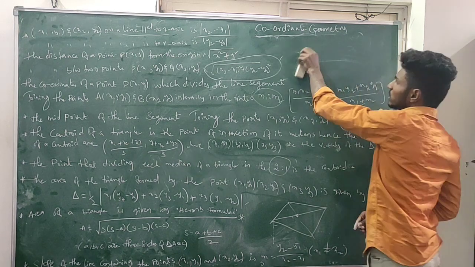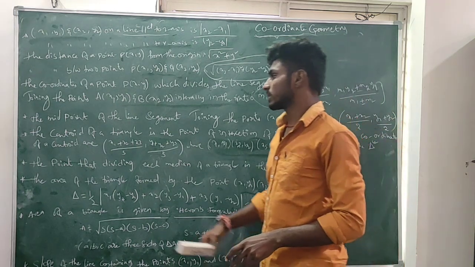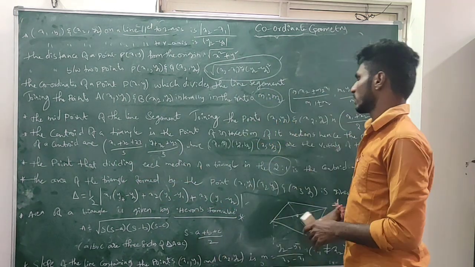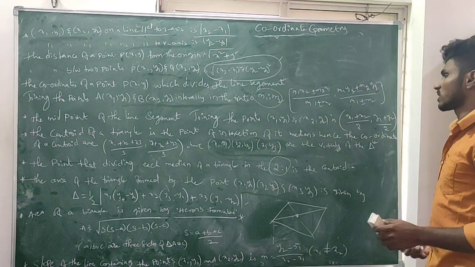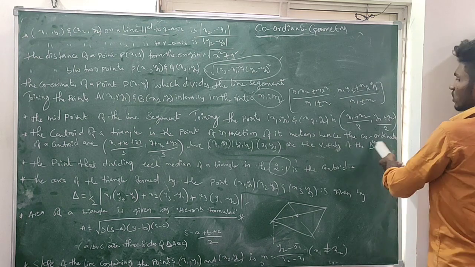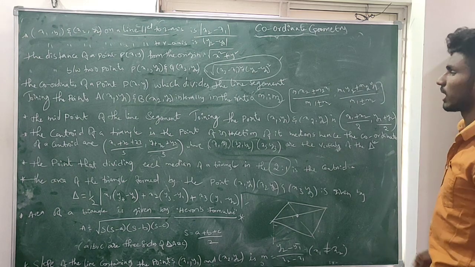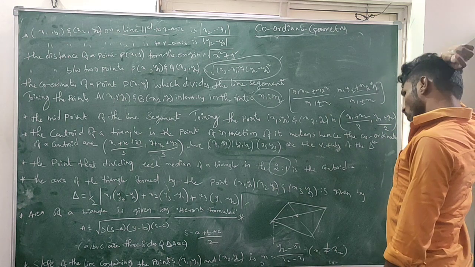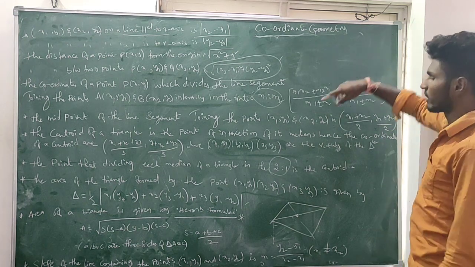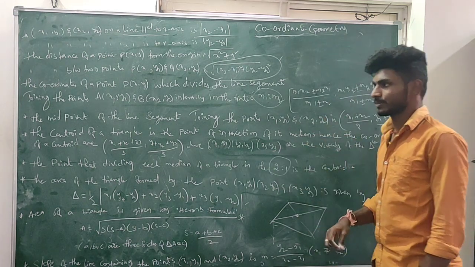So this is all about the midpoint. The next point is the centroid of a triangle, which is the point of intersection of its medians. Hence the coordinates of a centroid are... So if you have the coordinates x1, y1, x2, y2 and x3, y3.